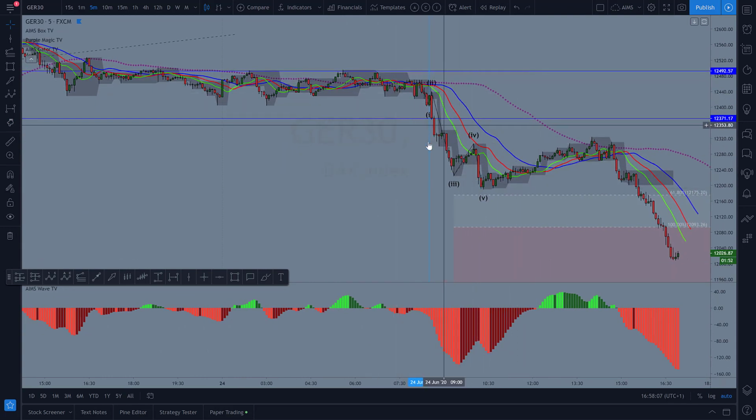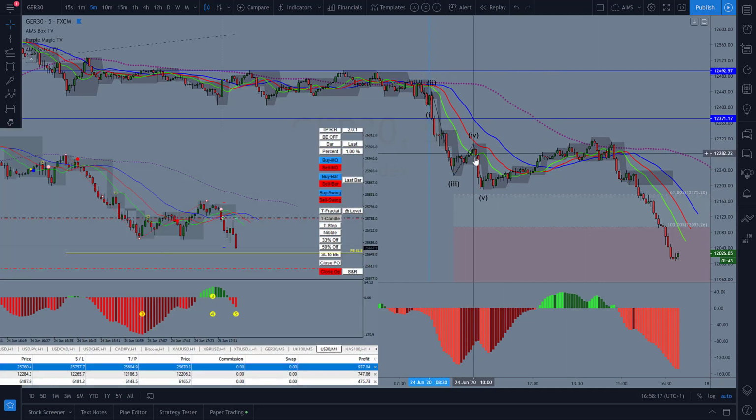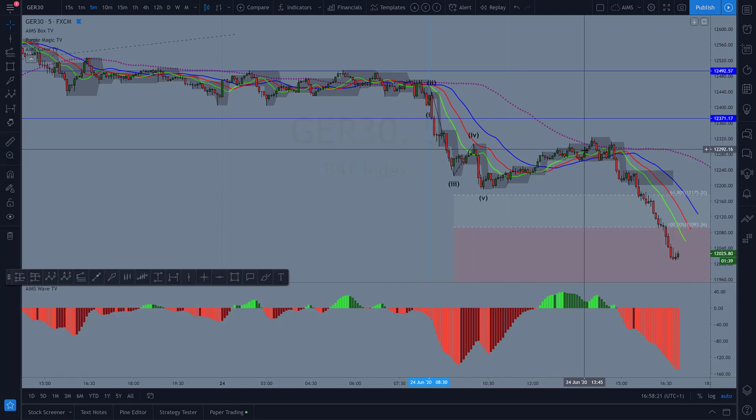So this does 1, 2, 3, 4, 5 all the way here, and then it pulls back. So check this out. On the M1, we traded the wave 3. Inside it, we traded wave 5. But that became the wave 3 of the M5.